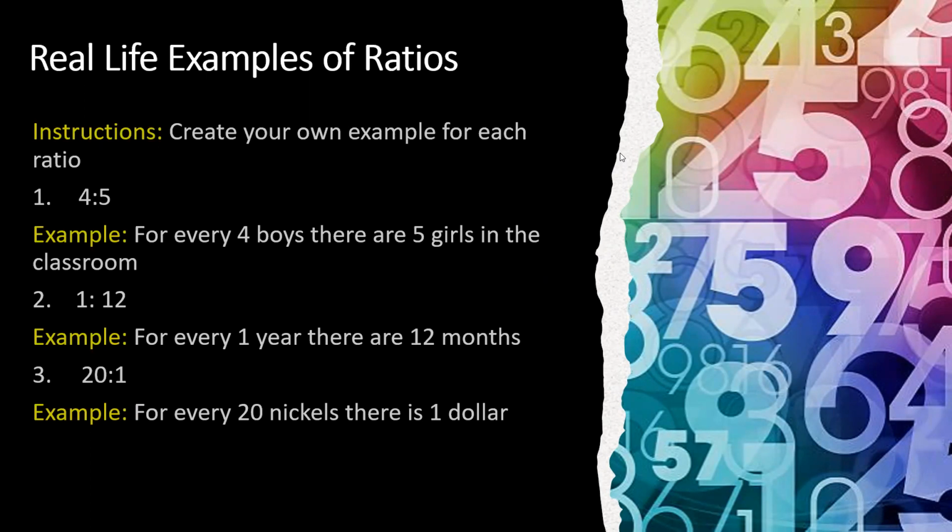So that's what Olivia and Matthew said. For every 4 cars, there are 5 trucks in the parking lot. Let's go, the rest of us. There's a lot of us in there. I want more examples. I want to hear more. So give your own example of the ratio.